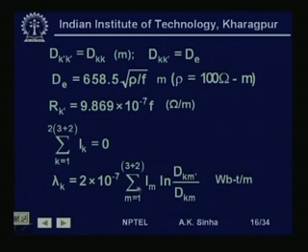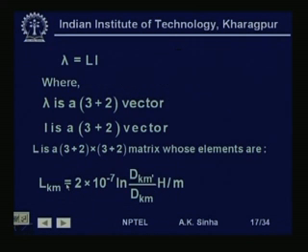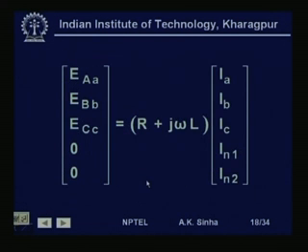So, lambda k we know. If we sum this up and then find the inductance for the conductors, then L_km will come out to be this much, and therefore, we can write this as a matrix equation where E_AA is the voltage drop in phase A conductor, E_BB is the voltage drop in phase B conductor, E_CC is the voltage drop in phase C conductor. For the neutral conductors, since they are grounded, their potential is 0. So, voltage drops are going to be 0 for the 2 ground conductors.